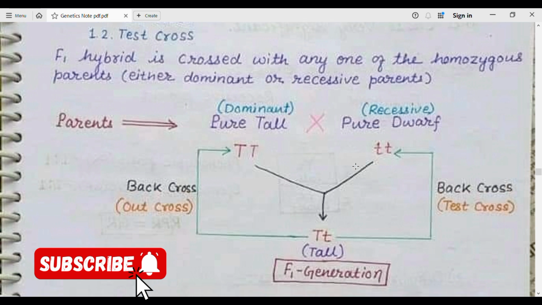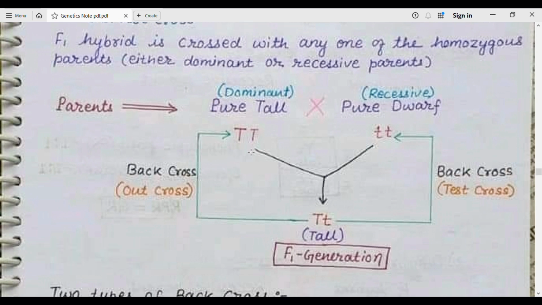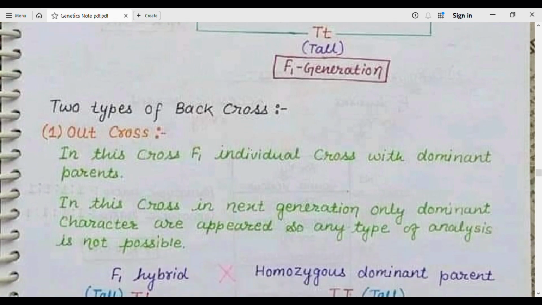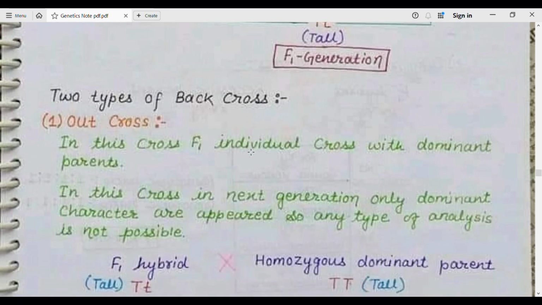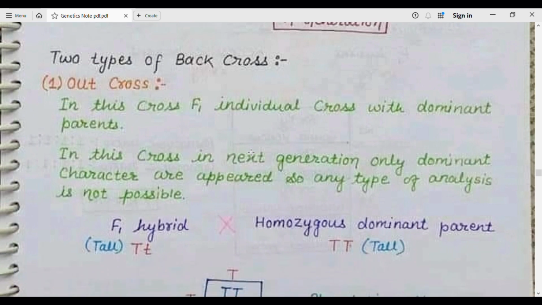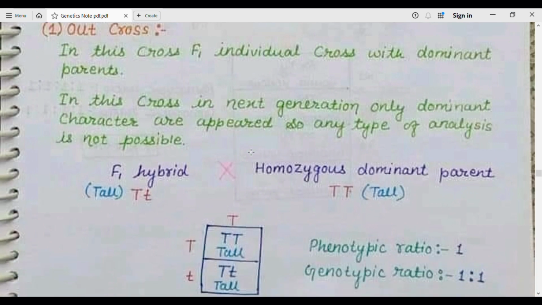Then there are two types of back crosses. If we cross the F1 individual with homozygous recessive parent, then the back cross is known as test cross. And if we cross the F1 individual with homozygous dominant parent, then it is known as out cross. So two types of back cross. Out cross: in this cross, the F1 individual is crossed with the dominant parent. In the next generation, only the dominant character appears, so any type of analysis is not possible.